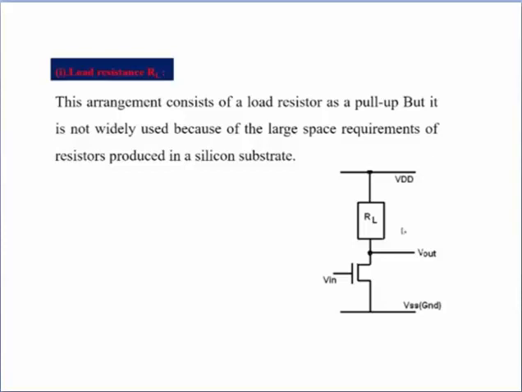In the pull-up network, wherever we need to have a PMOS, we are using a load resistor here. This arrangement will give the CMOS inverter output, but it is not widely used because of the large space requirements of resistors produced in a silicon substrate. So the problem with having a load resistance in the pull-up network is that it is not easy to fabricate, and it takes more space on a silicon substrate.